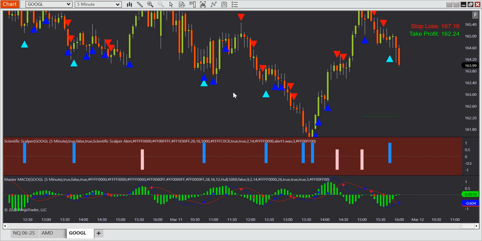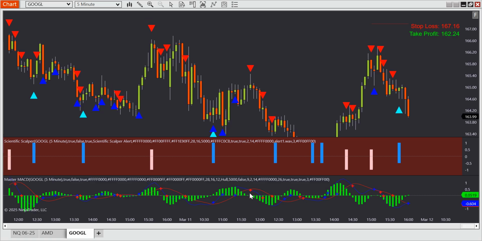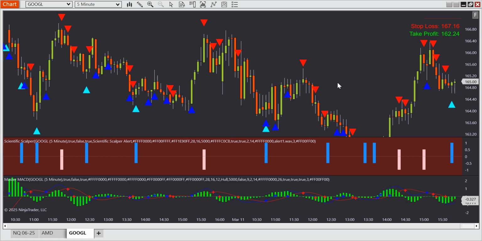This is on the 5-minute. And then later on, we actually have another cross. We don't have a Scientific Scalper sell signal, but since the trend is still bearish, it's still red here, that could be a very confident re-entry as well right here.